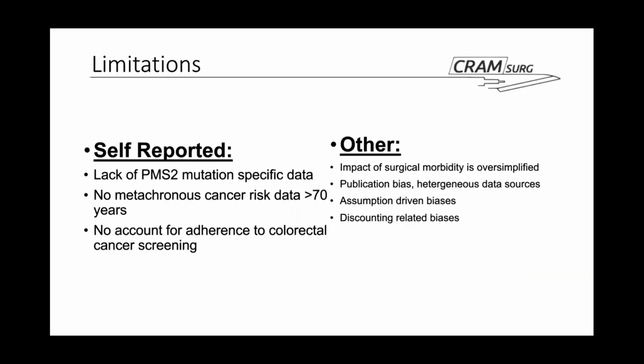If we briefly talk about the limitations of the study that we've just discussed, self-reported in the paper itself, they acknowledge there was a lack of PMS2 mutation-specific data, so they haven't reported that purely because the data wasn't there. They acknowledge that using a linear model may not be beneficial to assess metachronous cancer risk beyond 70 years of age because the data wasn't there either.